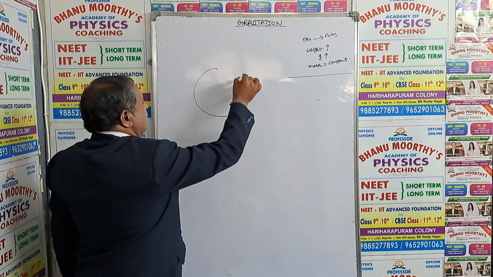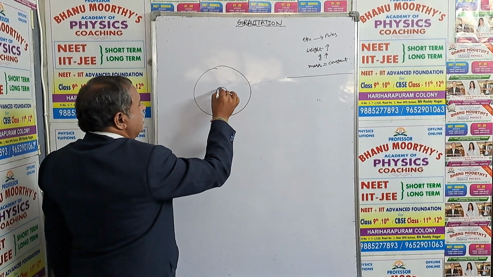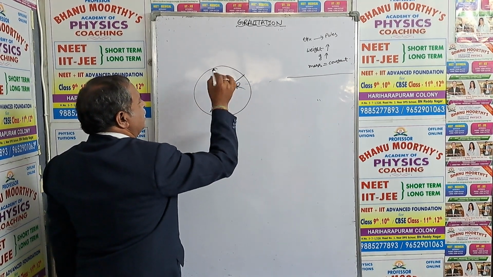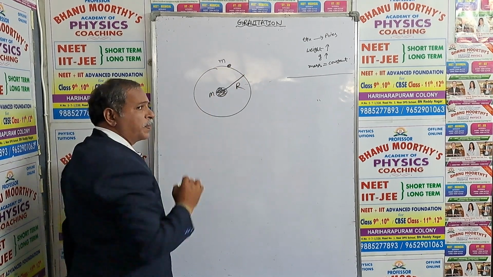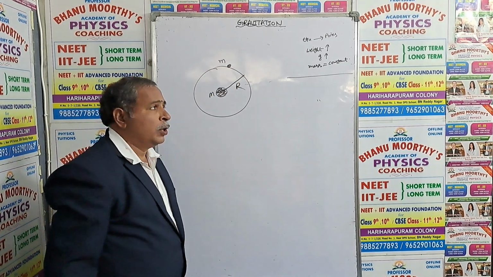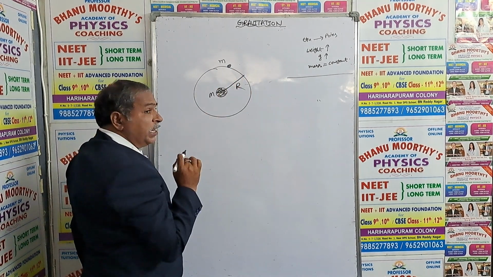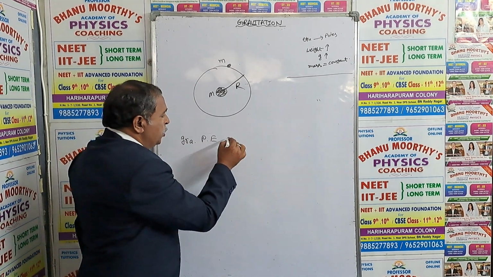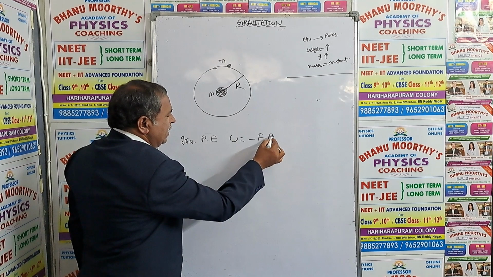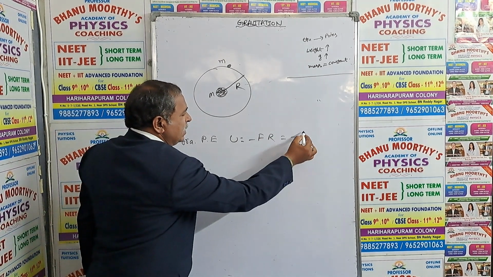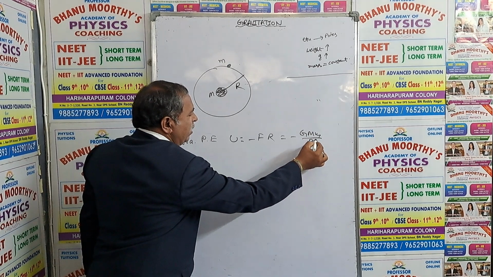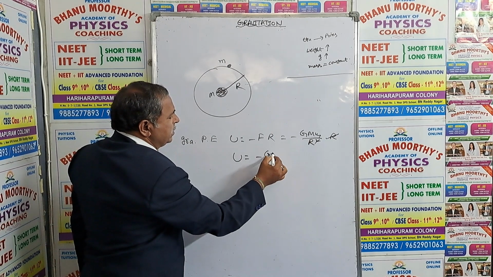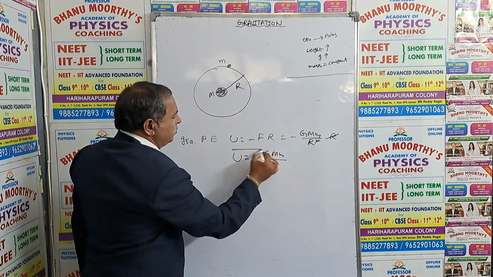Now this is the earth. This is the mass of the earth, M, and the radius of the earth, R. A body is here, its mass is m. Now its gravitational potential energy: U equals force into distance. Force means minus GMm by r square, the gravitational force, into r, and r gets cancelled. So potential energy is minus GMm by r.